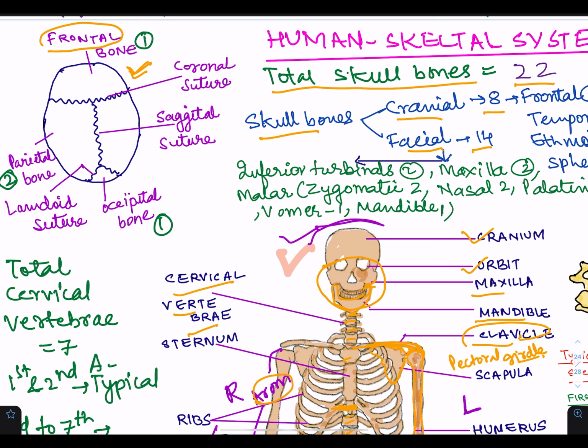This is the frontal bone, because this bone faces our face, where the face ends and the forehead starts. Then this suture is known as coronal suture. Then this is sagittal suture. We are examining the skull from above. This is sagittal suture, and this is parietal bone. They are 2 in number. Then there is occipital bone. This is 1 in number, and this is lambdoid suture. Why? Because it is shaped like lambda. This is lambdoid suture.